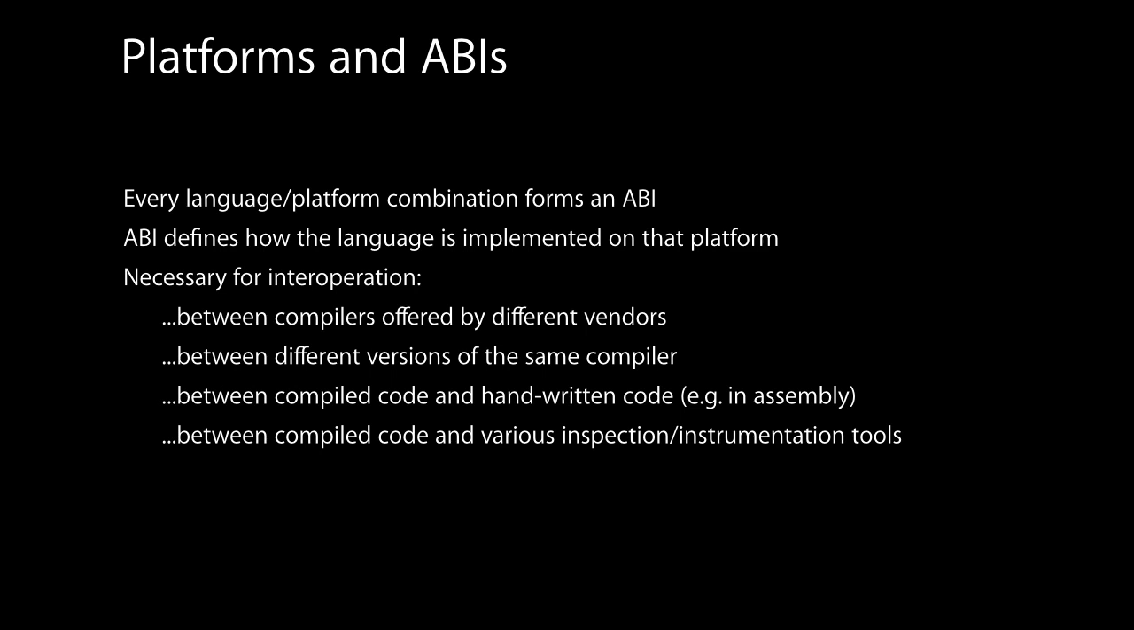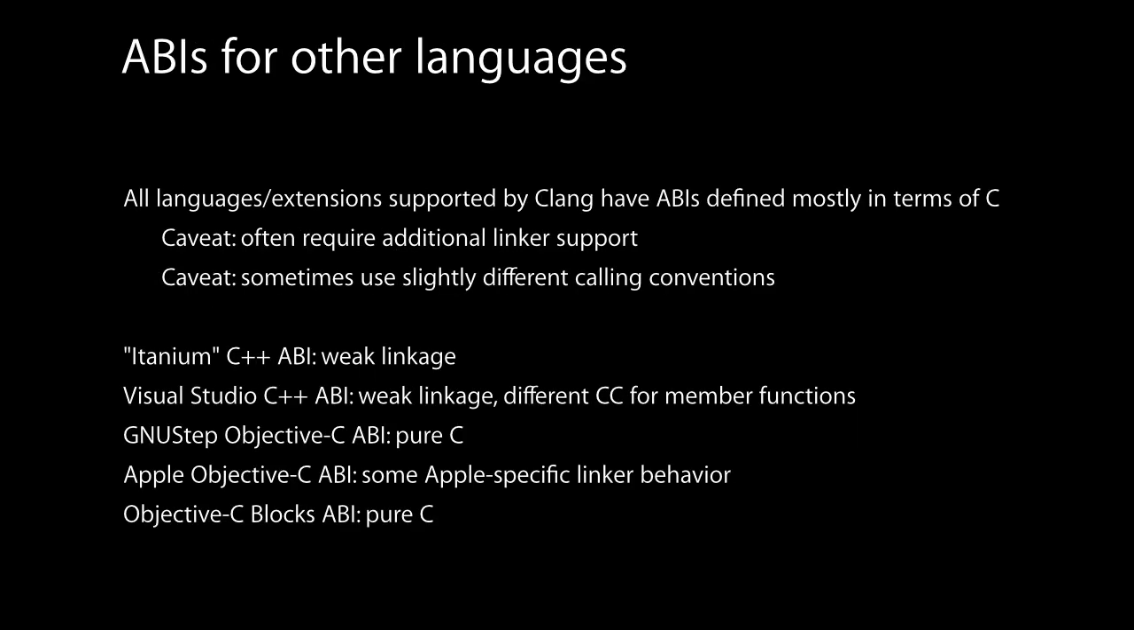The way that this is really going to surface up to somebody writing a custom front end for a language is that it's going to affect a couple of core things, such as how you lay out types and how you interact with calling conventions. So Clang supports a large variety of languages and language extensions, but almost all of those end up being defined at their core in terms of C.